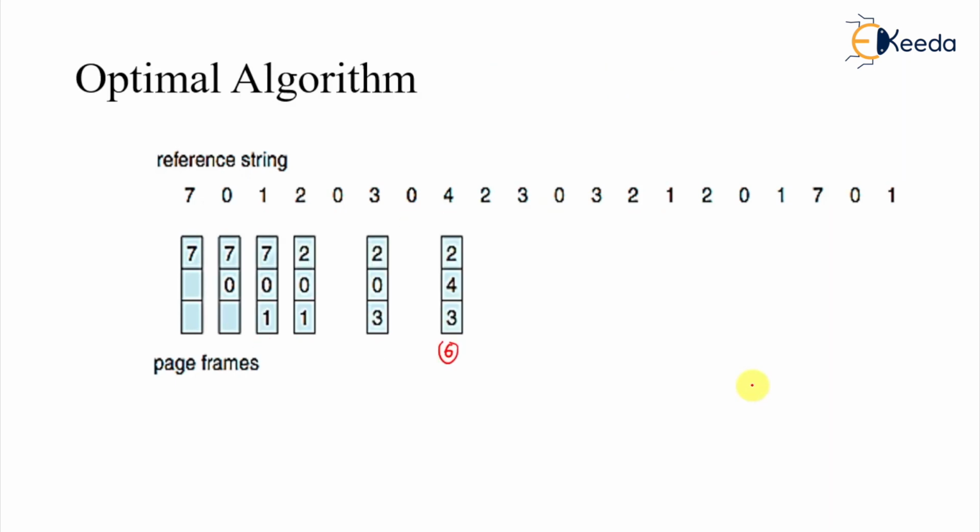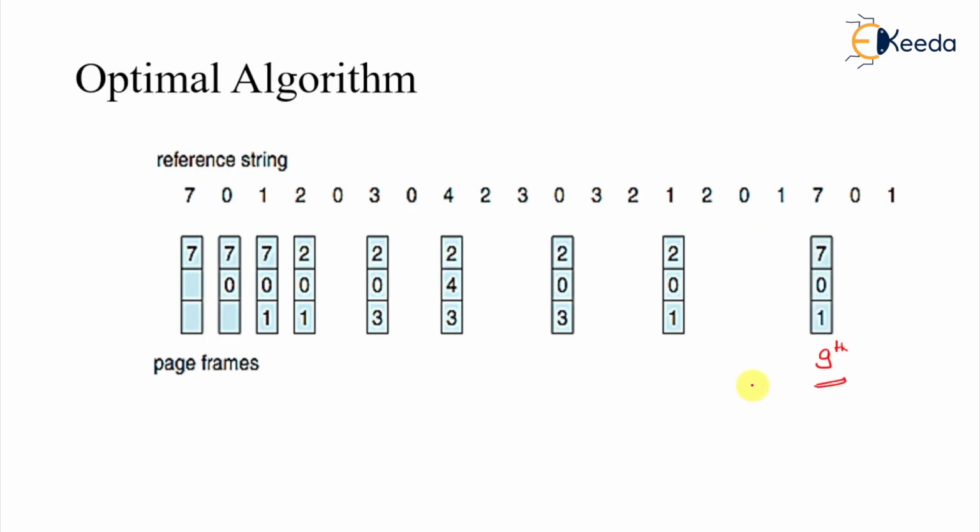So that is the answer for this question. There is 1, 2, 3, 4, 5, then a hit, then 6, then 2 hits, and then 7, then hit, then hit, then 8 is a page fault, hit, and then finally the 9th, then hit and hit. Okay, the total of 9 page faults occurs. I hope you understand this. That's all for this question. Thank you.